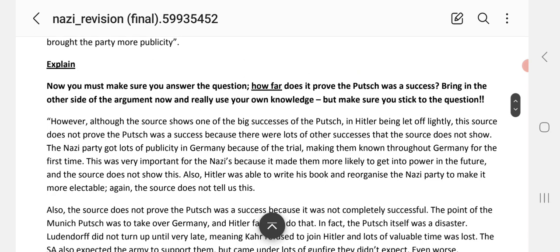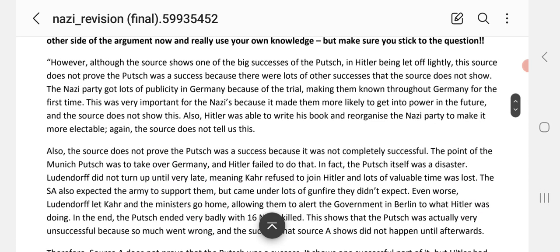Explain. Now you need to make sure you answer the question. How far does it prove the putsch was a success? Bring in the other side of the argument now and really use own knowledge, but stick to the question.